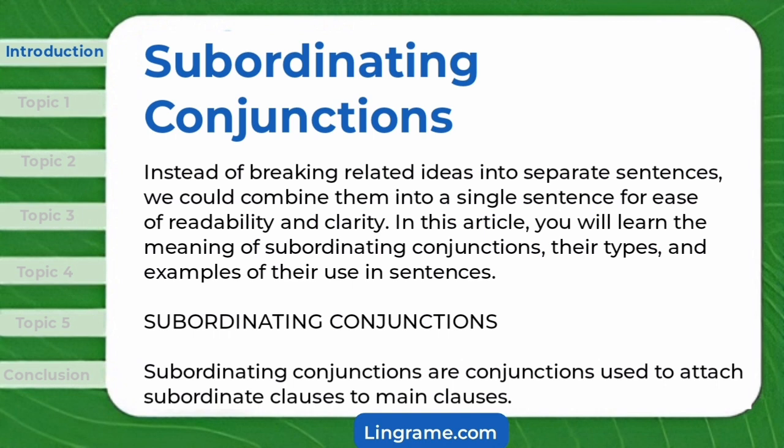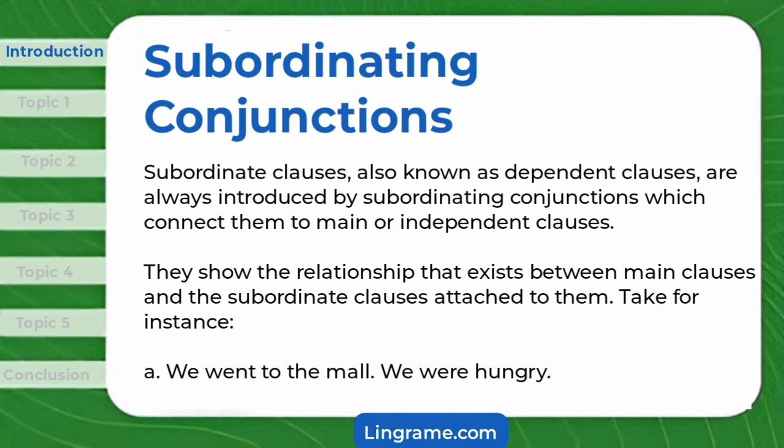Subordinating conjunctions definition. Subordinating conjunctions are conjunctions used to attach subordinate clauses to main clauses. Subordinate clauses, also known as dependent clauses, are always introduced by subordinating conjunctions which connect them to main or independent clauses. They show the relationship that exists between main clauses and the subordinate clauses attached to them.